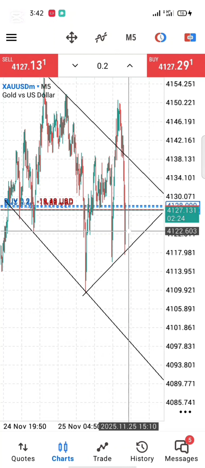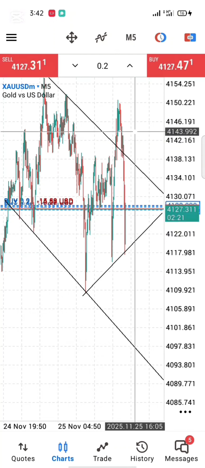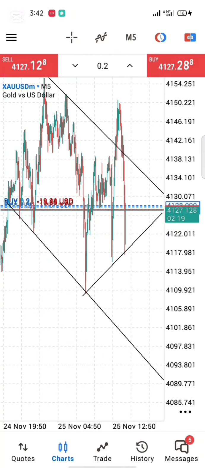Currently we are entering our buys now to buy massively to a mighty height. Let's see what XUSD has for us to something very massive. The main aim is from $20 to $2,000 to a mighty height.